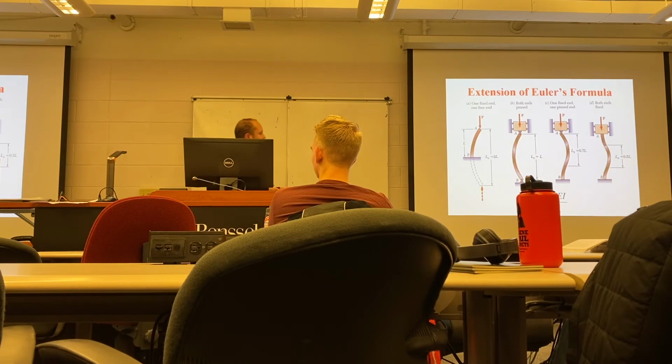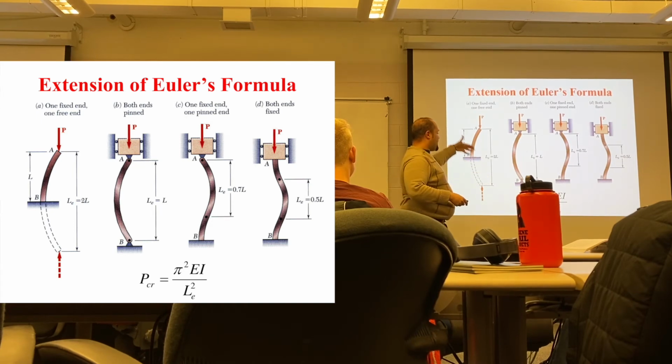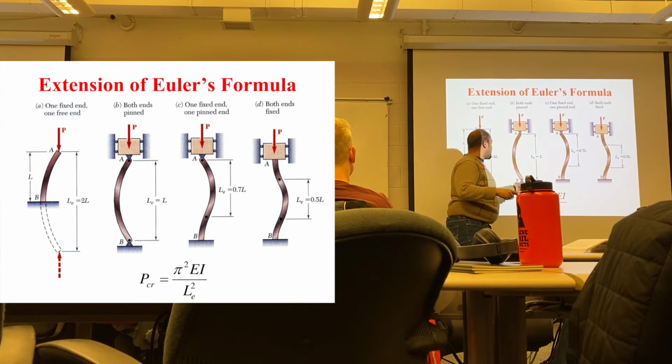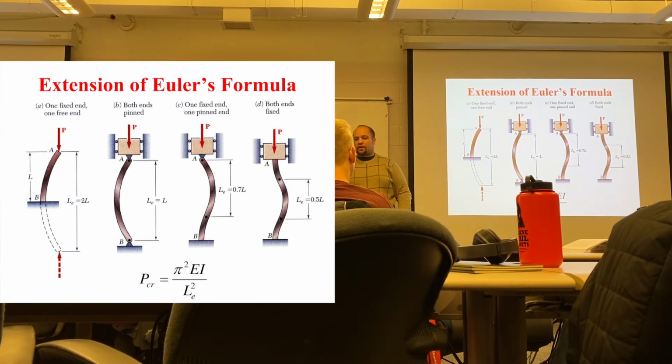Euler's formula. Basically, Euler's formula is prepared for a hinged column, where P critical equals pi squared E I over L squared. However, you can extend it to other conditions just by figuring out L effective. If it's hinged, L effective equals L. If it's fixed-free, L effective equals 2L, where L is the actual length. If it's hinged-fixed, L effective equals 0.7L. If it's fixed-fixed, L effective equals half L.